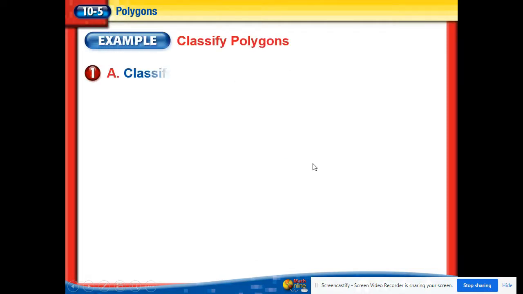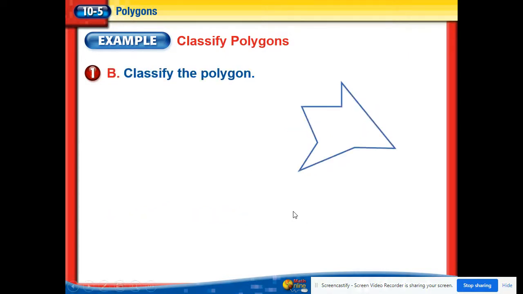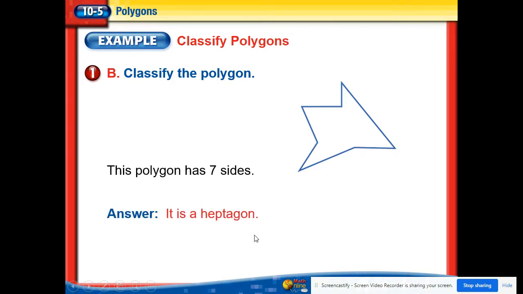All right, so let's go ahead and try to classify this one. All we have to do is start counting up the sides. We'll start here: 1, 2, 3, 4, 5. A 5-sided figure. A polygon with 5 sides is obviously a pentagon. So let's talk about this one. Let's start in this corner over here. 1, 2, 3, 4, 5, 6, 7. 7 sides, yep. And that's, of course, a heptagon.